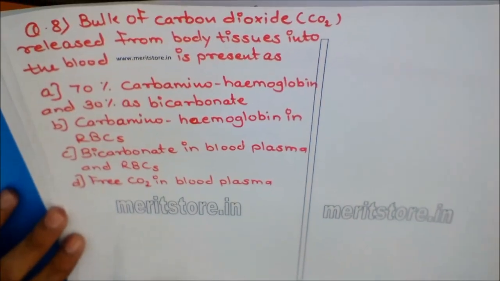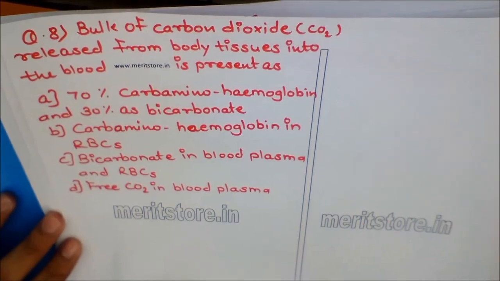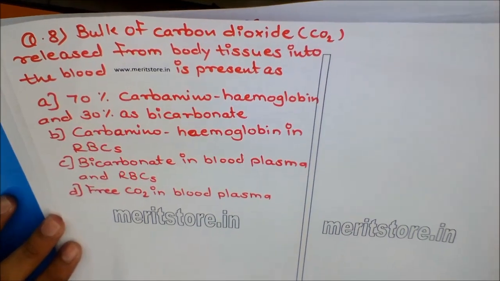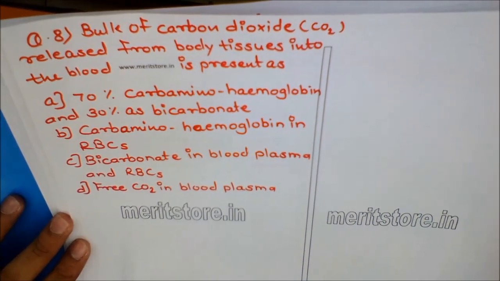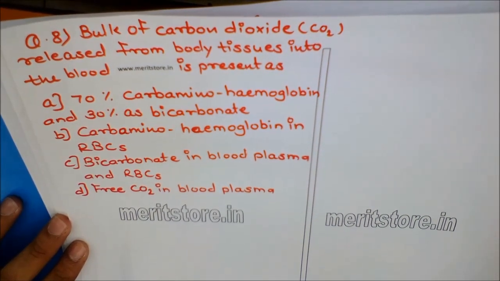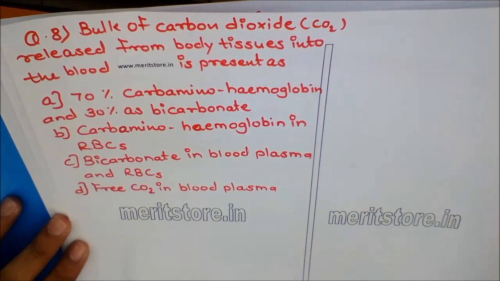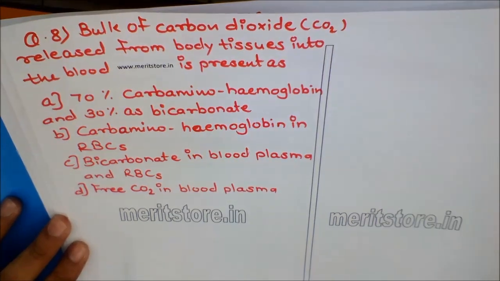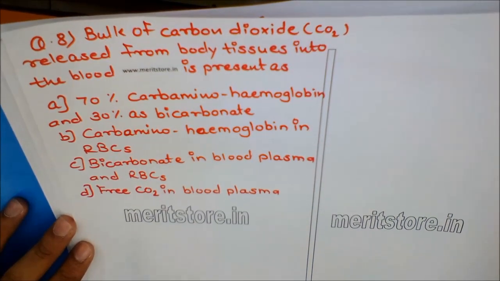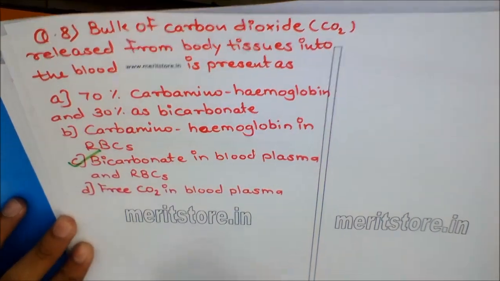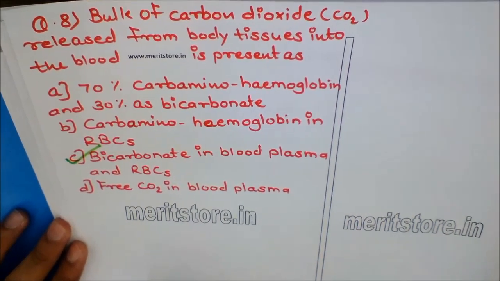The next question says, bulk of carbon dioxide released from body tissues into the blood is present as option A 70% carbaminohemoglobin and 30% is bicarbonate, option B carbaminohemoglobin in RBCs, option C bicarbonate in blood plasma in RBCs, and option D free CO2 in blood plasma. The answer to this question is option C, which is a straightforward answer: bicarbonate in blood plasma and red blood corpuscles.